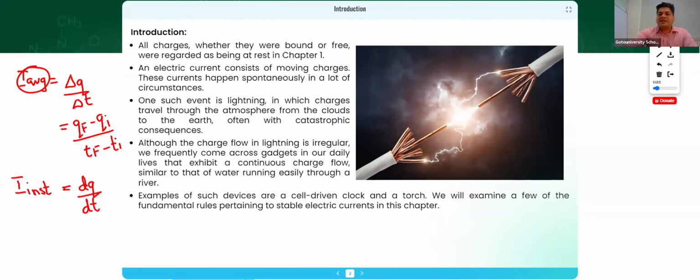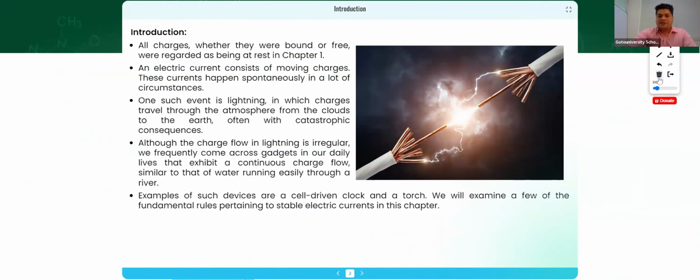Okay, now we'll see what is there in our introduction part. In the introduction, all charges, whether bound or free, were regarded as being at rest in chapter number 1. In chapter number 1, we studied only that, that charges are at rest. An electric current consists of moving charges. These currents occur spontaneously in a lot of circumstances.